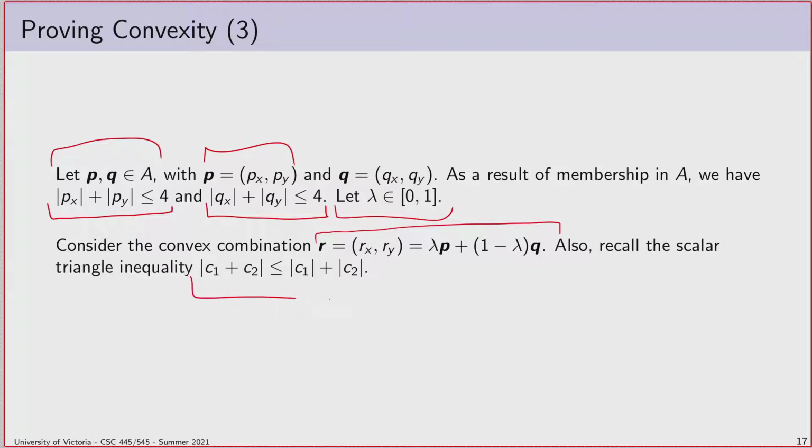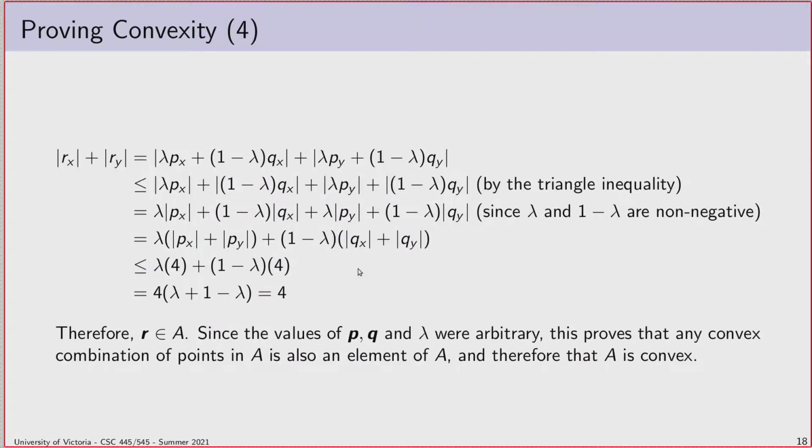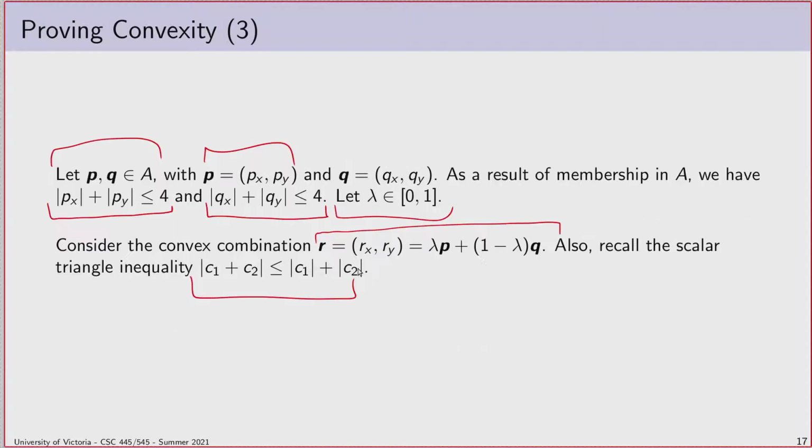And then just, remember this point. This is the triangle inequality applied to scalars, which I'm just going to state without proving it, although it's a basic fact that you've probably seen before. And then what I do is a bunch of tedious algebra. What I want to show is that the convex combination R is an element of A. But to be an element of A, that means I have to have this property. For R, the absolute value of the x-coordinate plus the absolute value of the y-coordinate is less than or equal to 4. So what I'm going to do is tedious algebra to get to that point.